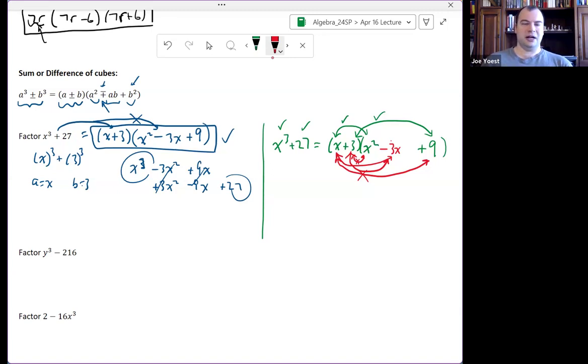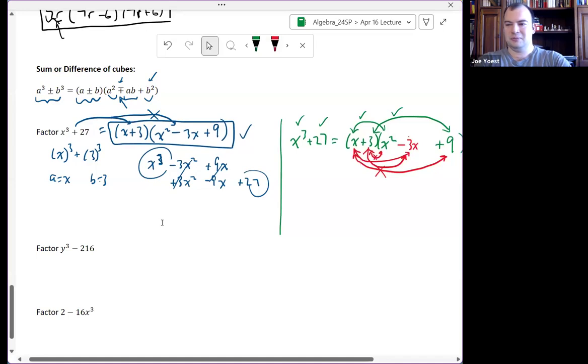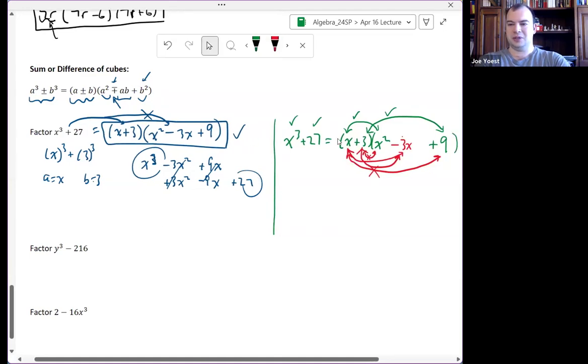And then I figure out the terms that I need to end up with. How do I manufacture those? That's going to leave me with some extra stuff that I want to get rid of. And then how do I get rid of that stuff? So you can either memorize the formula, or you can take this slightly more abstract, more generalized approach. But either way, I get to x plus 3 times x squared minus 3x plus 9.